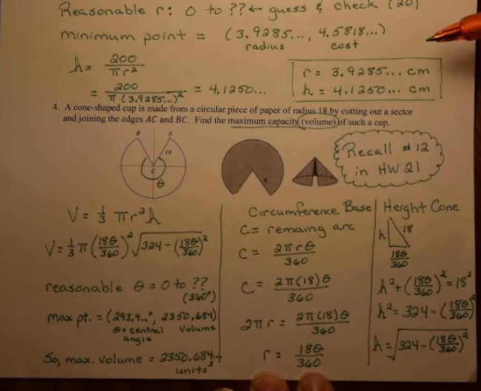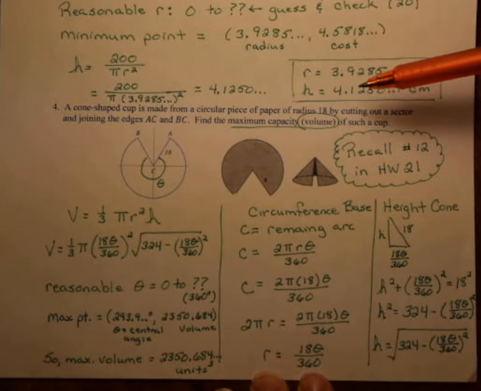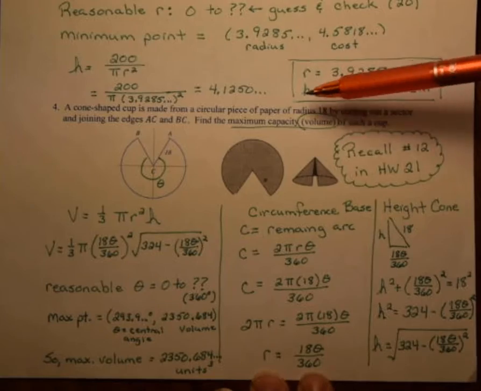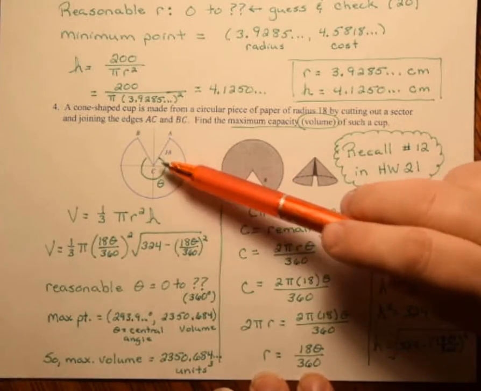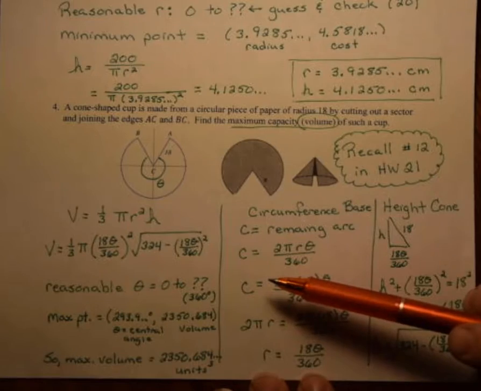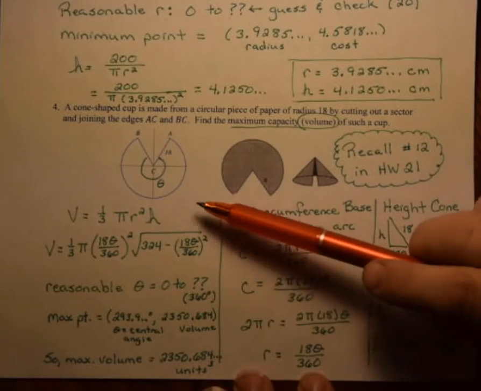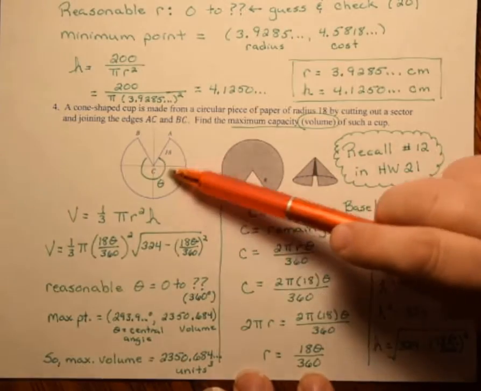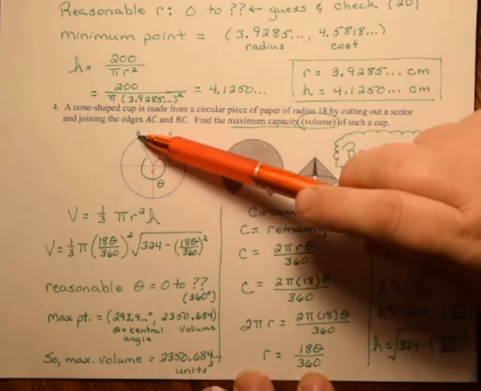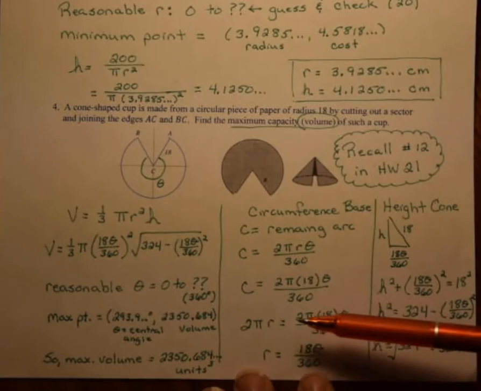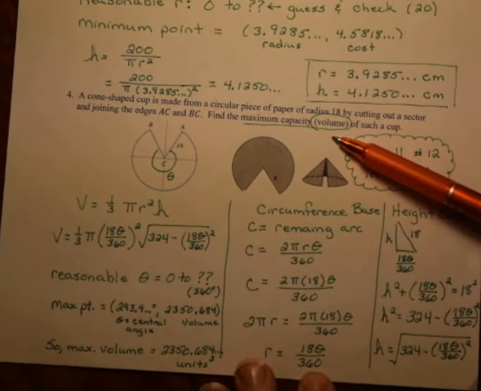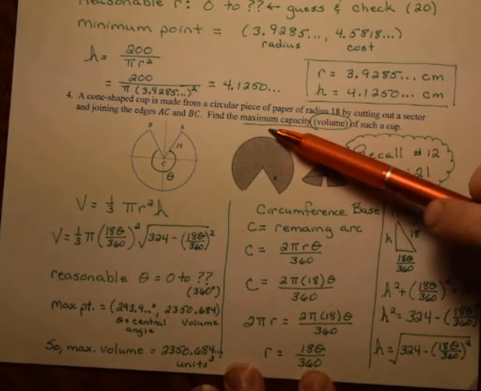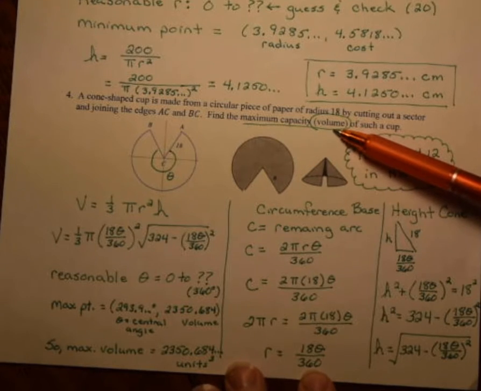Let's take a look at problem 4, which says a cone-shaped cup is made from a circular piece of paper of radius 18 inches by cutting out a sector and joining the edges AC and BC. So AC and BC. Okay, so find the maximum capacity, volume, of such a cup.